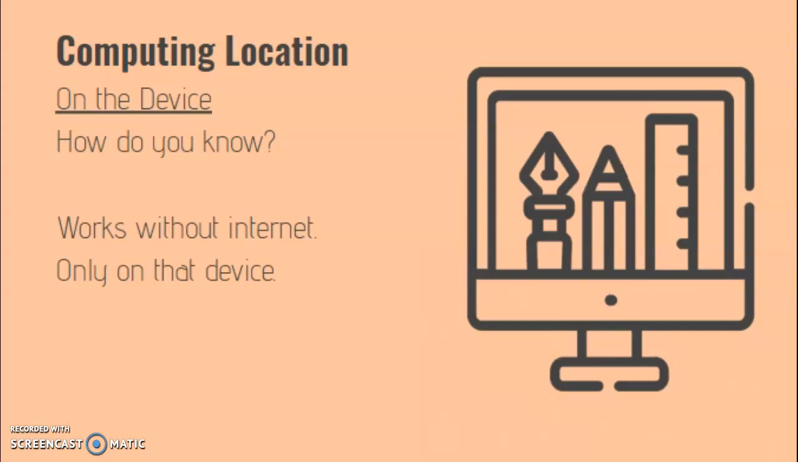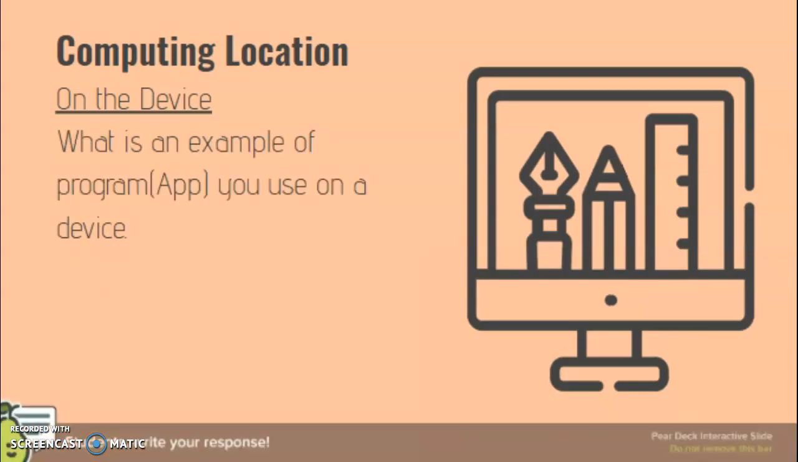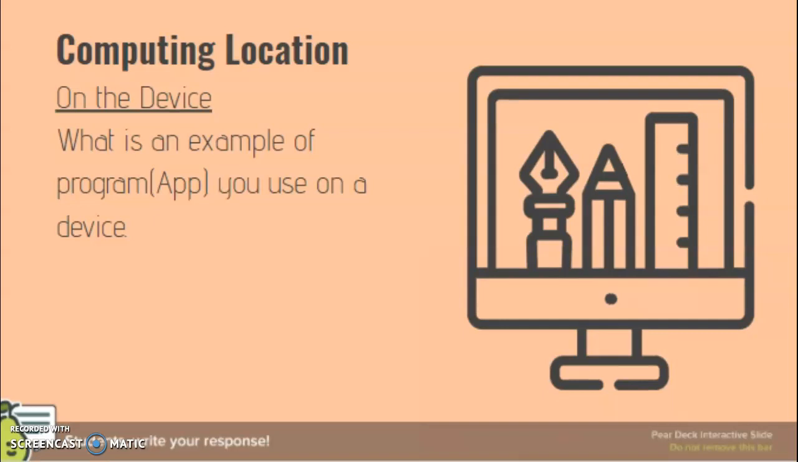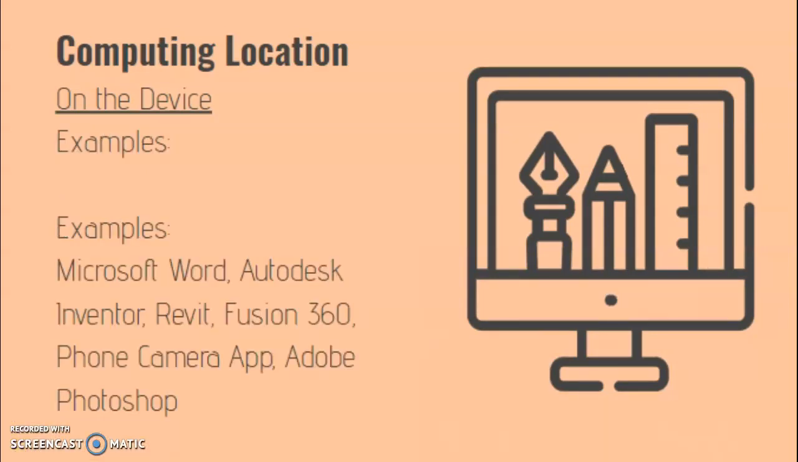How do you know if it's downloaded on the device itself? First of all, it's going to work without the internet, and it's only going to work on that device. I can't go from device to device to device and have it work. Next are examples of this: Microsoft Word, Autodesk Inventor, Revit, Fusion 360, your phone camera app, Adobe Photoshop. All of those are on that physical device, and they are taking the information off that device.